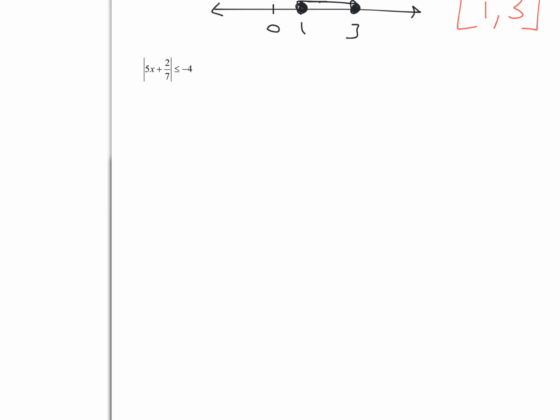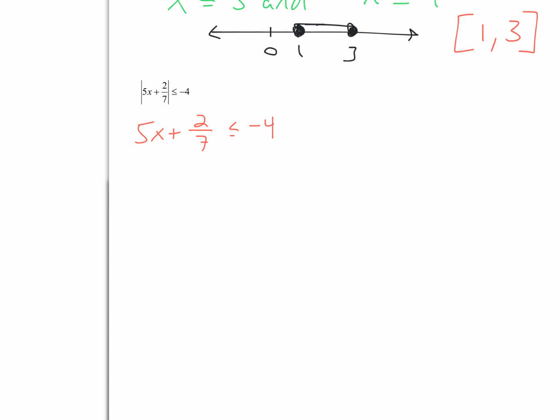Next example, if I set up two inequalities from this absolute value inequality, I know the first one is going to be 5x plus 2/7 is less than or equal to -4. And then on our second one, remember, we take what's inside, you flip the inequality, and flip the sign to, in this case, a positive. So again, this gets flipped, and this gets a sign change of a flip. Now we need to solve each individually. Well, I'm going to start by subtracting 2/7 from both sides.